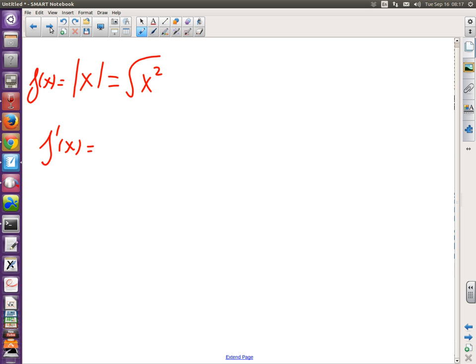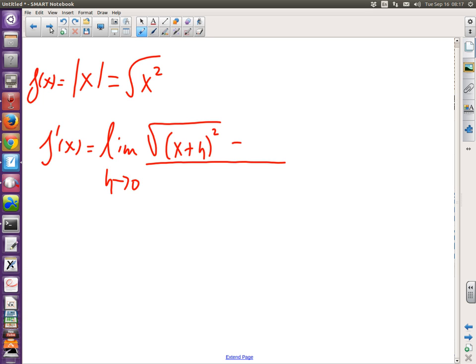So, let's use the difference quotient definition of the derivative. What do you write? Isn't it 1 because they're going to cancel? Not quite. What's the definition of derivative? Limit as h approaches 0 of the difference quotient: the square root of x plus h all squared minus the square root of x squared, all over h.